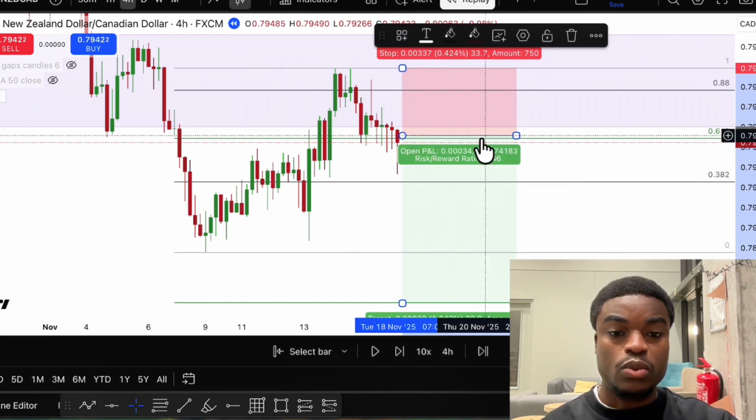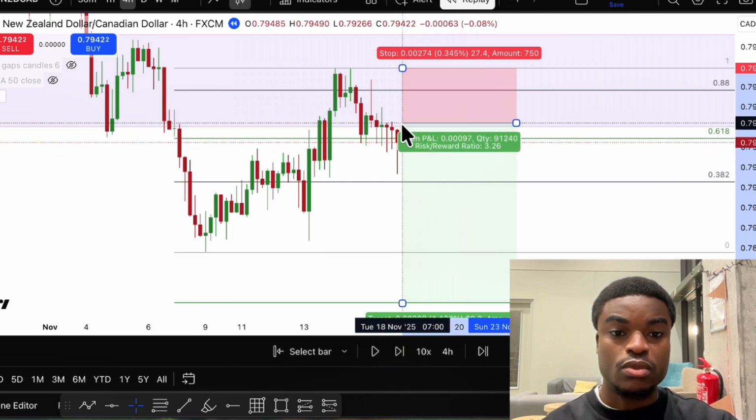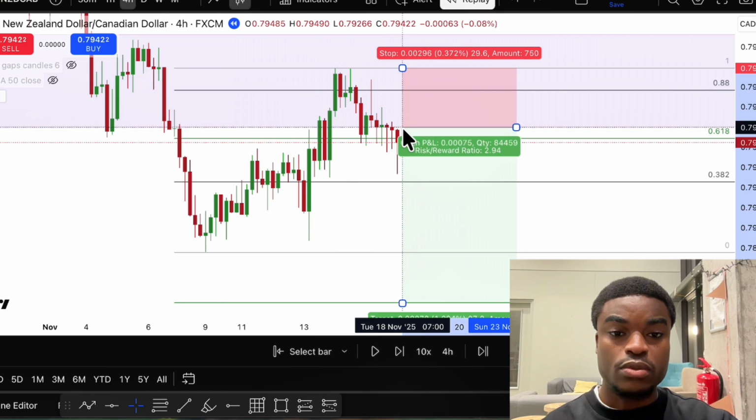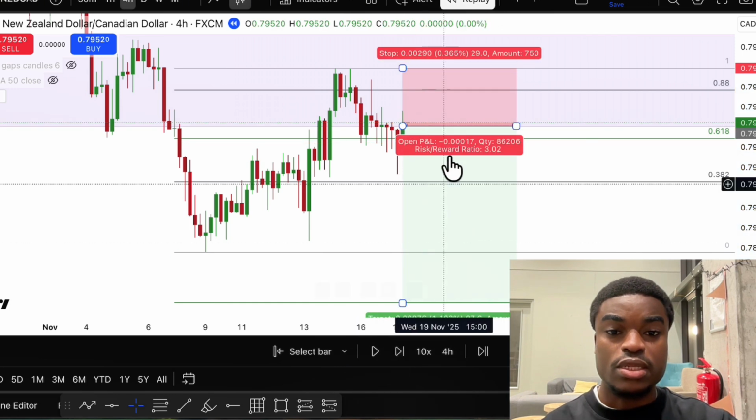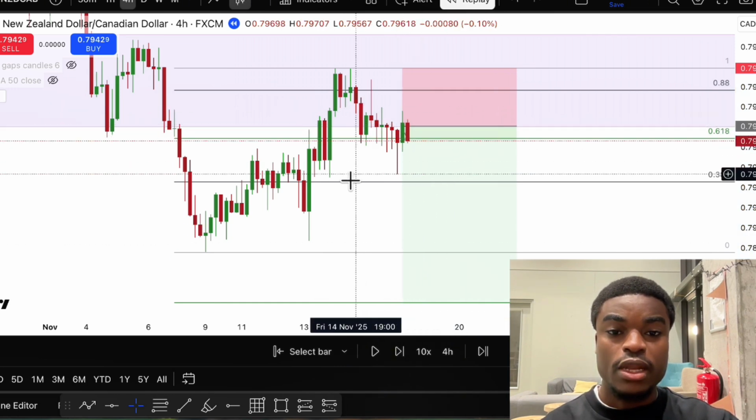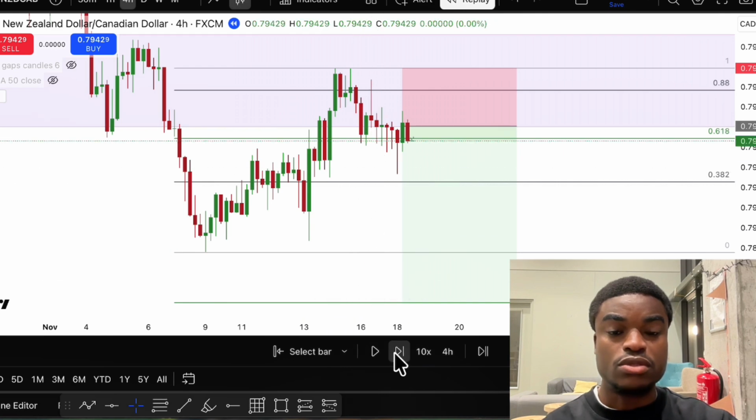Because we need to create a 1 to 3 risk to reward, I will also need to adjust my entry to get a perfect 1 to 3. Right now, I'm waiting until I get tapped into the trade. And as you can see, we have now entered this trade.